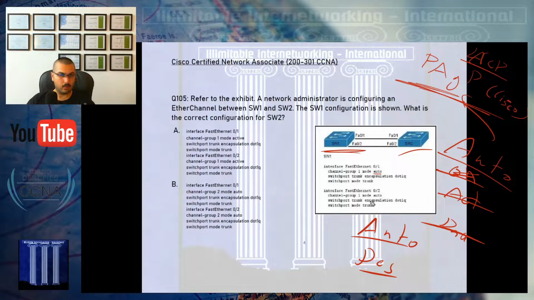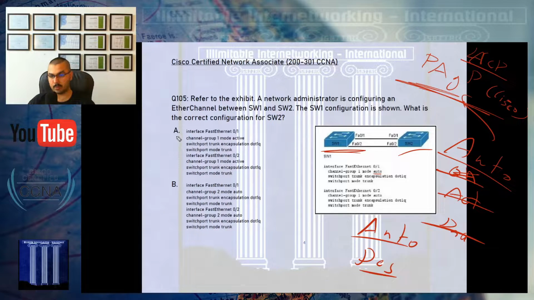Since auto is silent, he's shy, he'll never start a chat, will never start a communication, will never tell the girl that he loves her in college or whatever, or even at work maybe. So the other side should start communication. So the other side must be desirable. So either both devices are desirable, both of them start a communication, or at least one of them is desirable. So since switch 1 is auto, switch 2 must be desirable. So we will need a config saying that both FastEthernet 0/1 and 0/2 are configured for channel-group 1 mode desirable, and also both of them should be trunk.